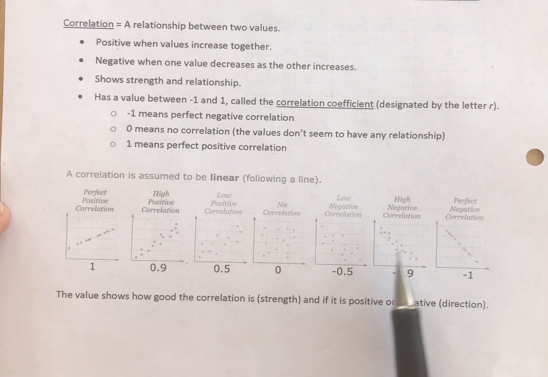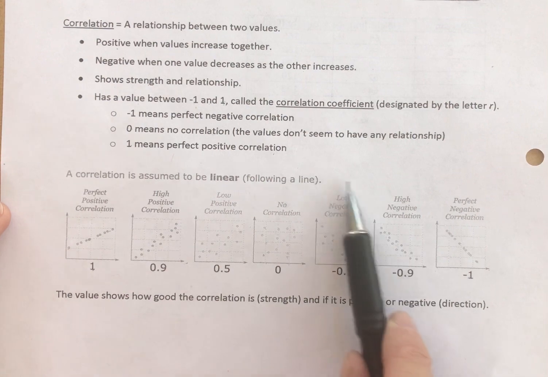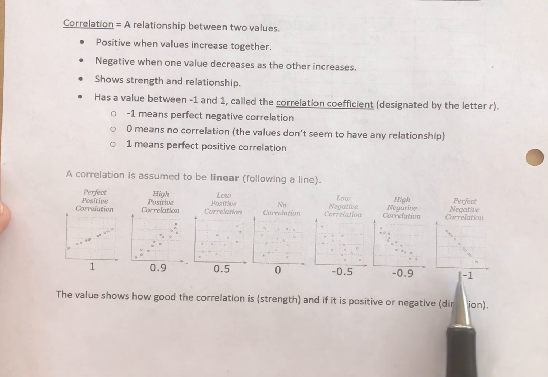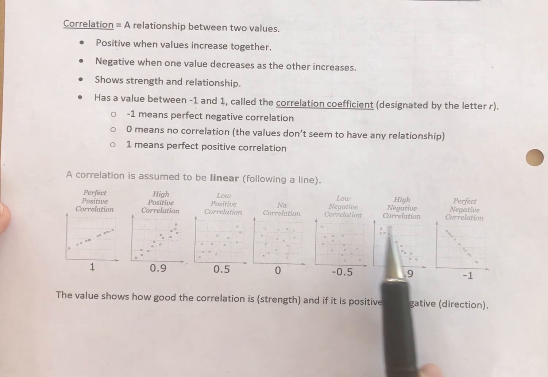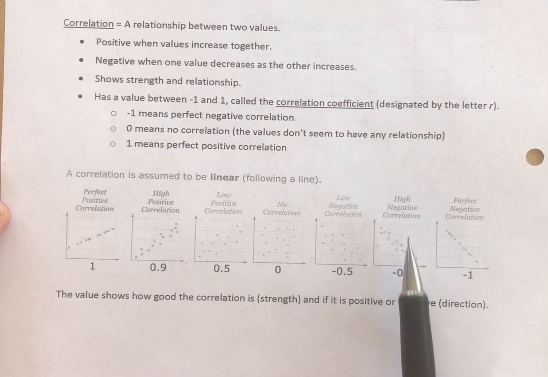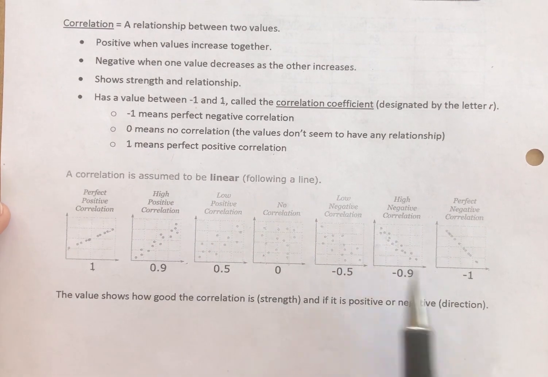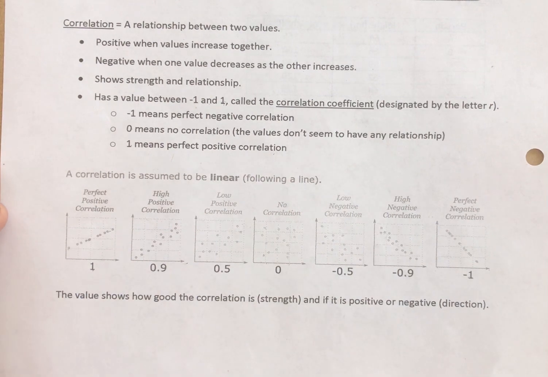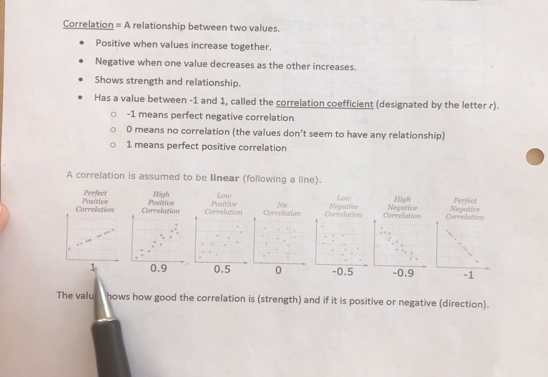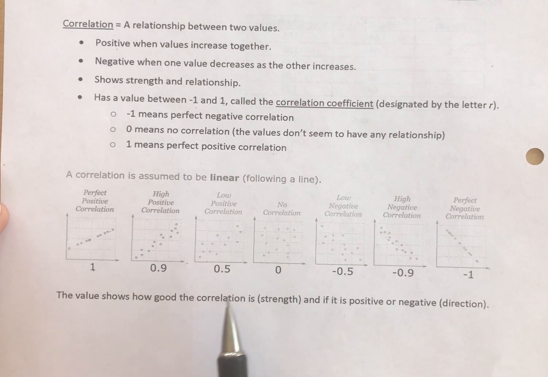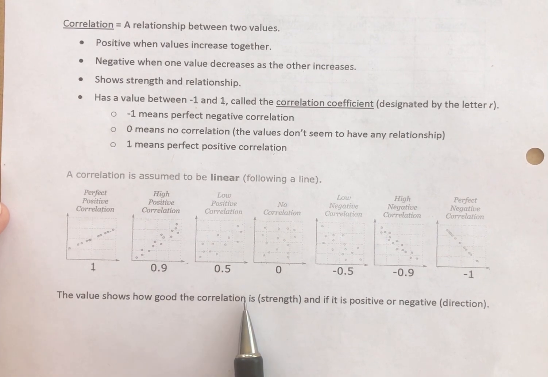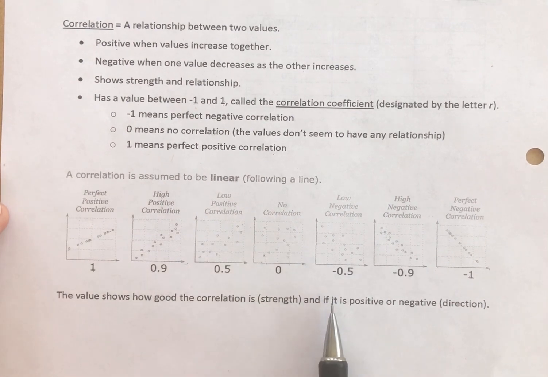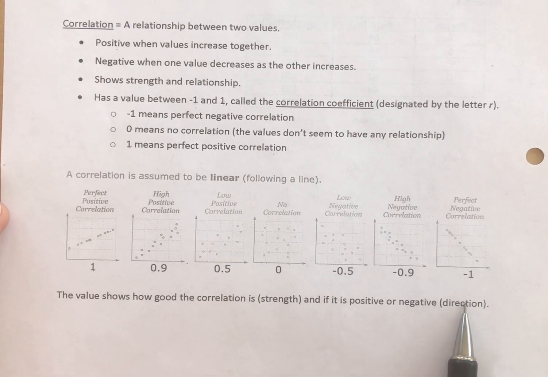And then on the right side of here, we've got a low negative correlation mirroring this side, negative 0.5. The negatives tell us it's a negative correlation. So we have a low negative and a high negative at negative 0.9, for example. So this takes us from 1 to negative 1, or if you want to go from right to left, from negative 1 to 1. So this value, this correlation coefficient, shows us how good it is, perfect, high, low, no, and if it's positive or negative, the direction.